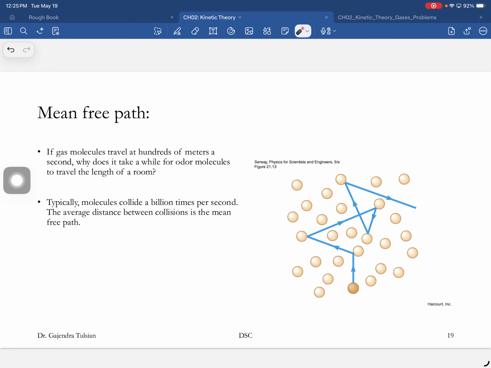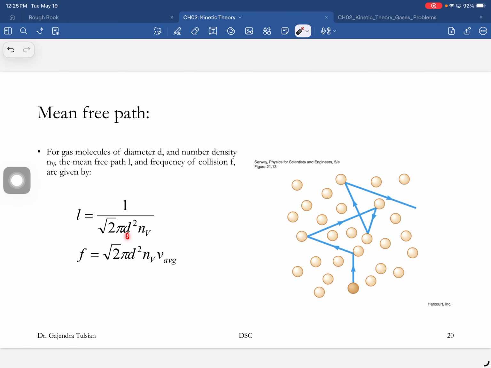Typically molecules collide 1 billion times per second. The average distance between collisions is the mean free path, and this is the diameter of the molecule. So the bigger the molecule, the more likely it will be colliding. Imagine a ping pong ball versus a basketball. A basketball will collide more. So the mean free path is inversely proportional to the size squared of the ball and inversely proportional to the density. The more air molecules there are, the more collisions will happen, and the mean free path will be smaller.